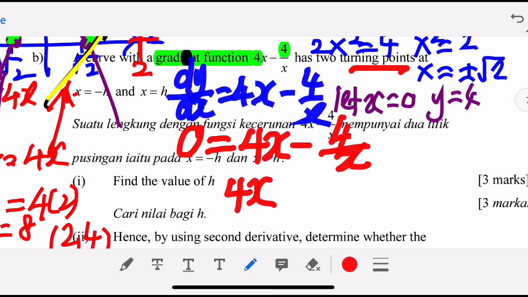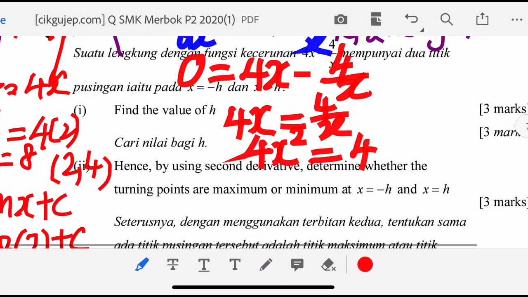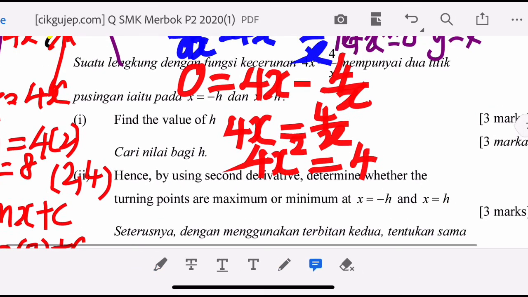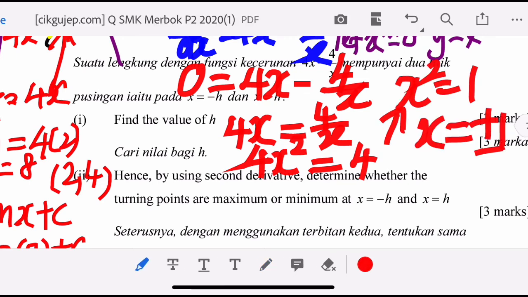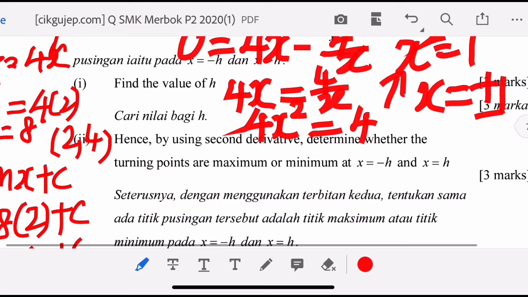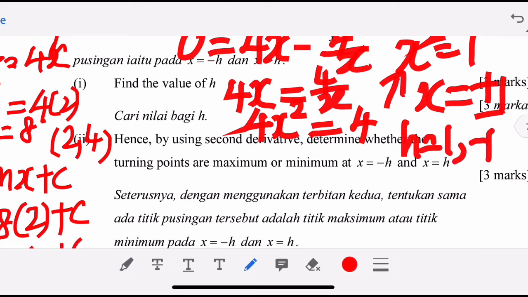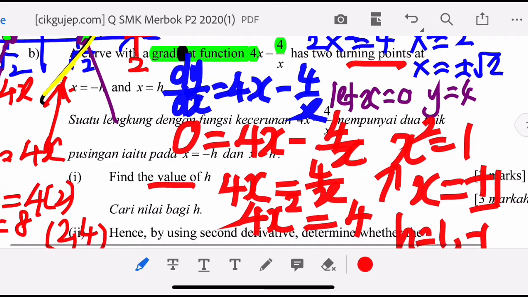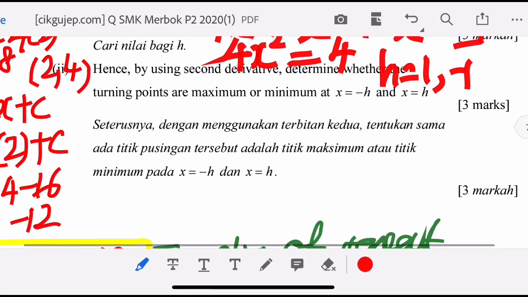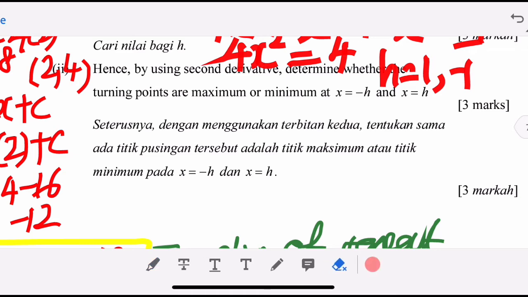4 over x becomes like this, right? So it's 4x squared equal to 4, right? So that means your x squared will be 1. That means you have 2 values, plus minus 1, right? So that means your h can be positive, can be -1. Alright, now the question says find the value of h, then hence determine the second derivative. Okay, we have to do second derivative, right?